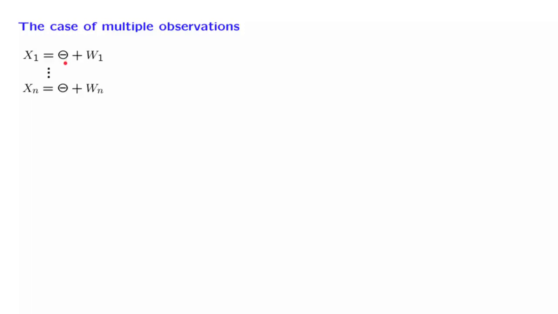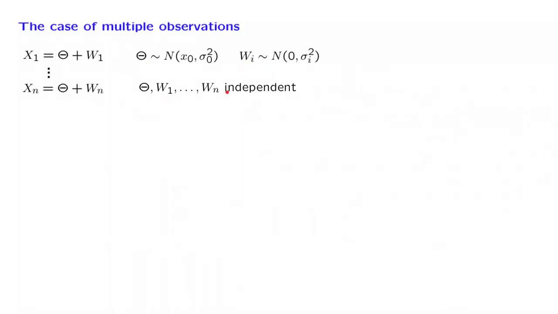The assumptions that we will be making are that theta is a normal random variable. It has a certain mean that we denote by x0. The reason for this strange notation will be seen later. And it also has a certain variance. The noise terms are also normal random variables with 0 mean and a certain variance. And finally, we assume that these basic random variables that define our model are all independent.